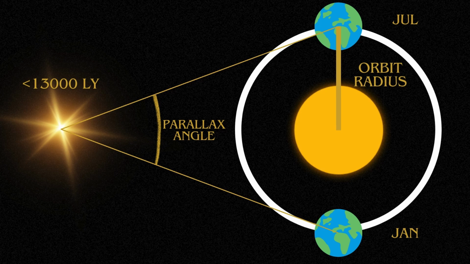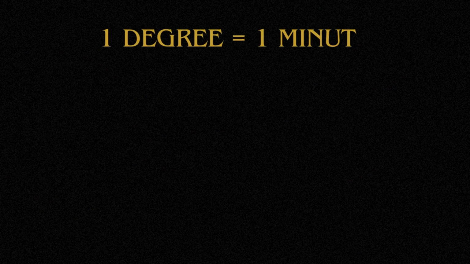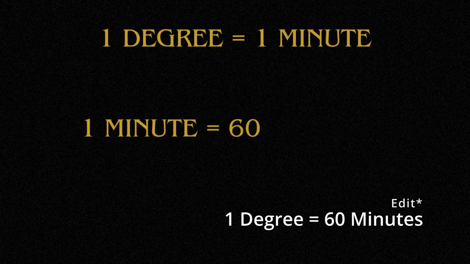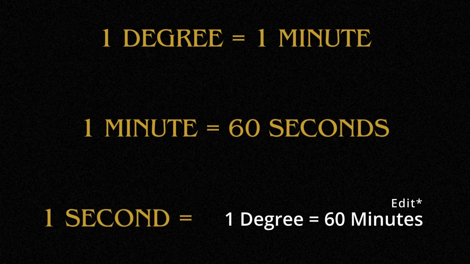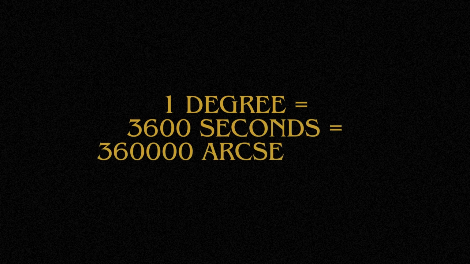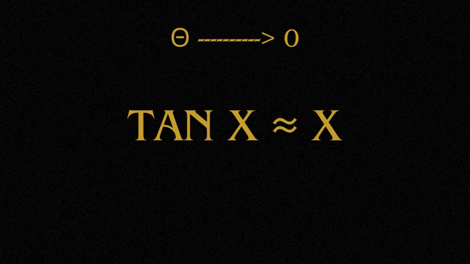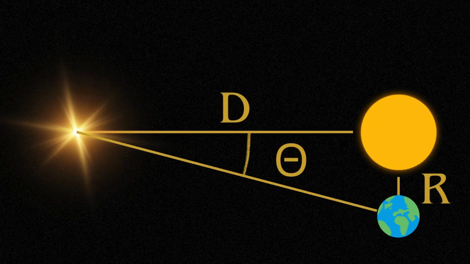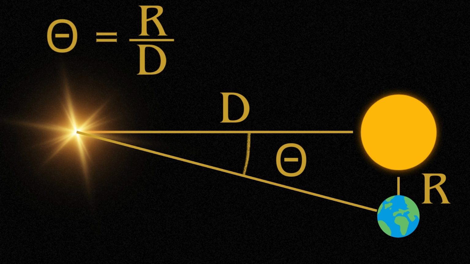These angles, by the way, are extremely tiny, and thus they are measured in minutes and arcseconds. If you're wondering what that is, 1 degree contains 60 minutes, 1 minute contains 60 arcseconds. As such, 1 degree has 3600 arcseconds. By taking the tangent at small angles, tan x approximates to x. This is a nice quirk of mathematics, and thus we can define the angle as being the ratio of the radius of the Earth's orbit around the Sun to the true distance to the stellar object.